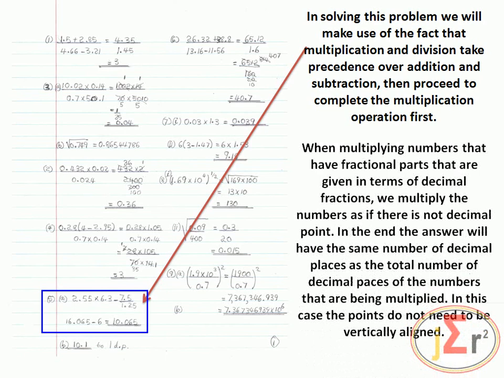When multiplying numbers that have fractional parts that are given in terms of decimal fractions, we multiply the numbers as if there is no decimal point. In the end, the answer will have the same number of decimal places as the total number of decimal places of the numbers that are being multiplied. In this case, the points do not need to be vertically aligned.